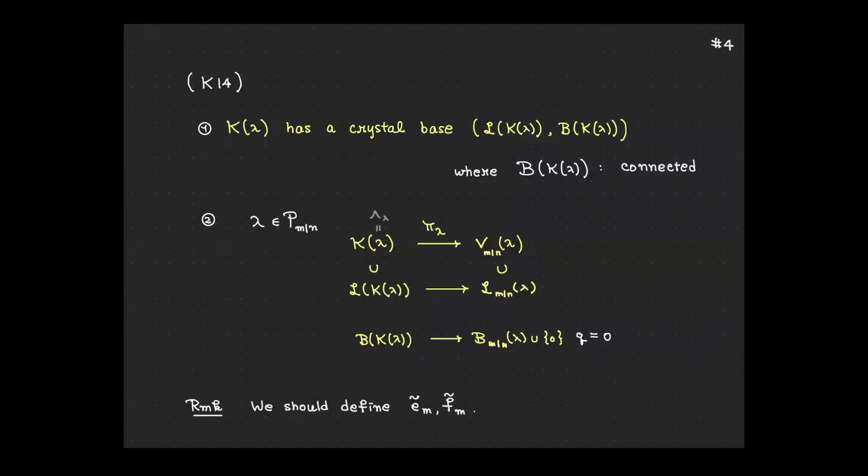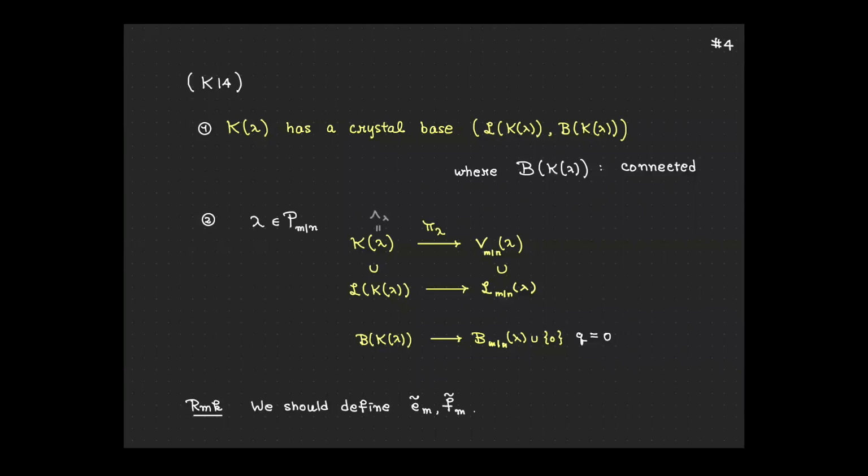Then this projection is compatible with the crystal base of each module. That means the crystal lattice L of K of lambda goes to the crystal lattice of the polynomial representation. And also it induces a map from the crystal of K of lambda to the crystal of the polynomial representation, so it goes to the crystal of V of lambda.